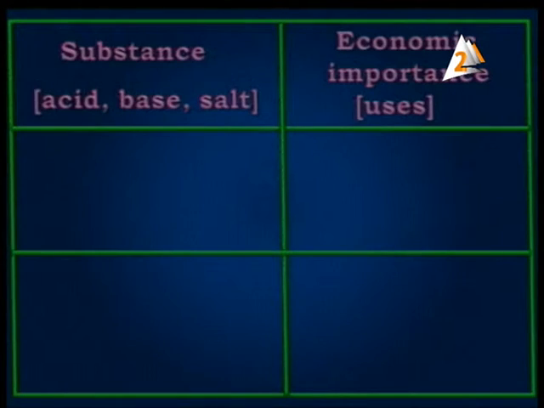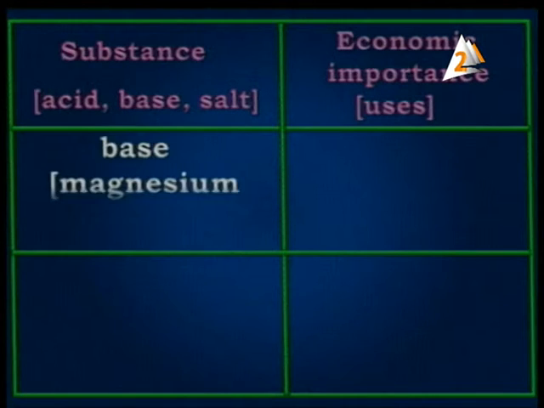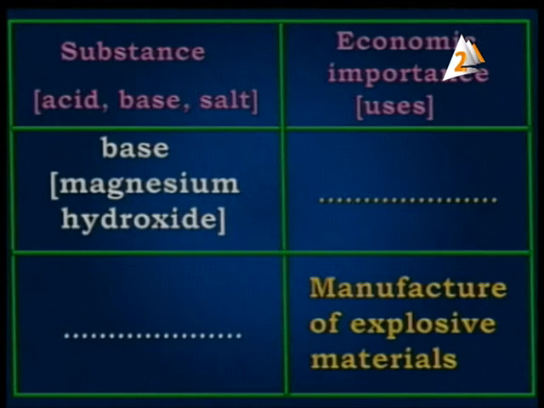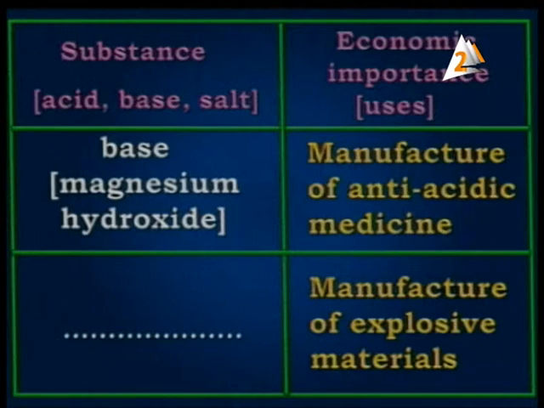This is another part of this table. It is a base, magnesium hydroxide. It has very important uses. And we have the substance here that we use in the manufacture of explosive material or fertilizers. Which one of them is used in this case?